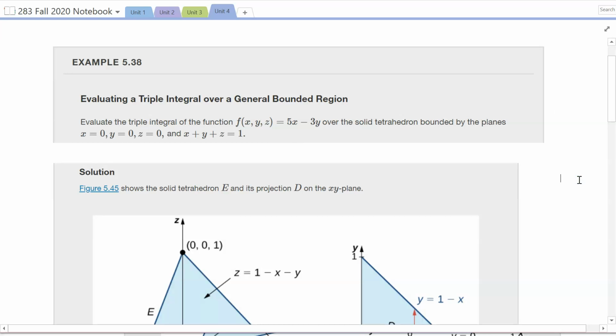So they have the solution to both of these in there, and I'm just going to discuss the solution they gave to 5.38, and then afterwards I'm going to give an alternate solution to 5.39.